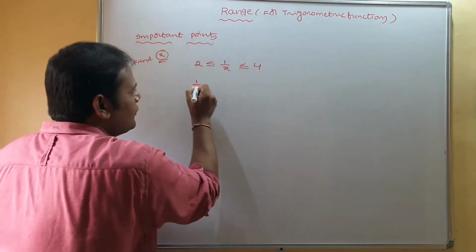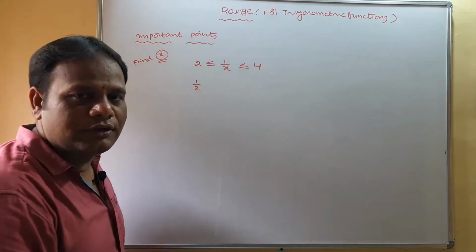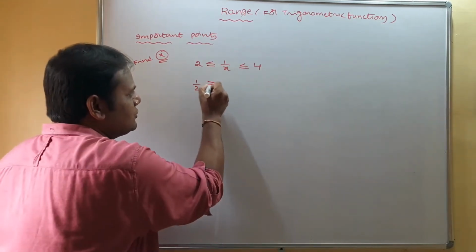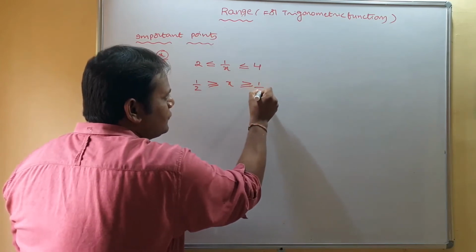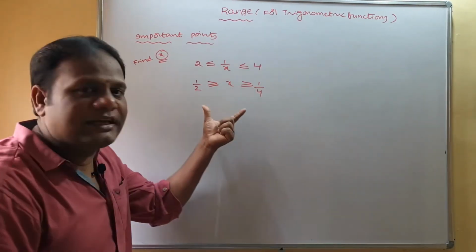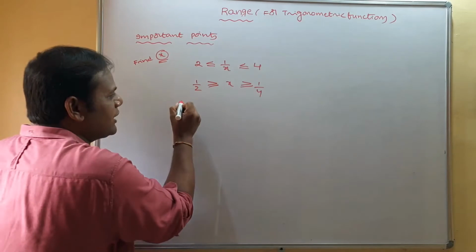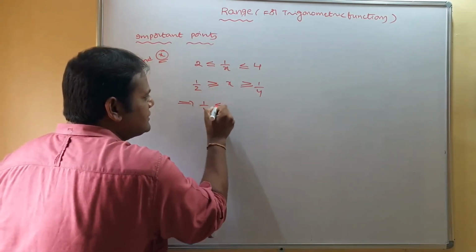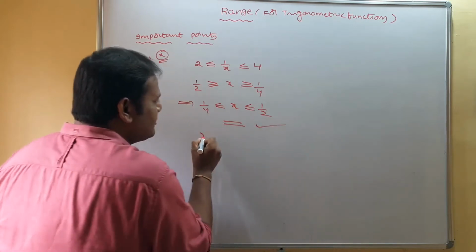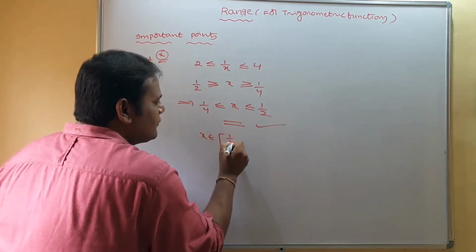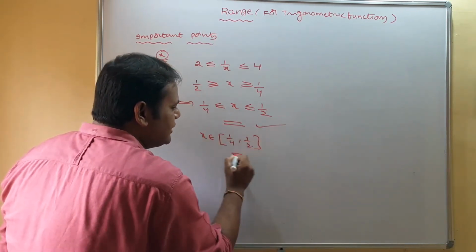So what? 1 by 2. When you take reciprocal, less than become greater than. So greater than or equal to x greater than or equal to 1 by 4, is it? Now you write them in reverse order. Then you can get 1 by 4 less than or equal to x less than or equal to 1 by 2. Yes, x belongs to closed interval 1 by 4, closed interval 1 by 2. It is correct.